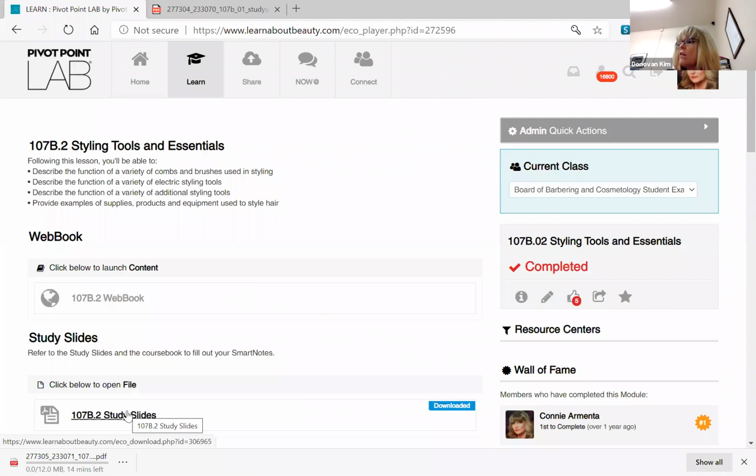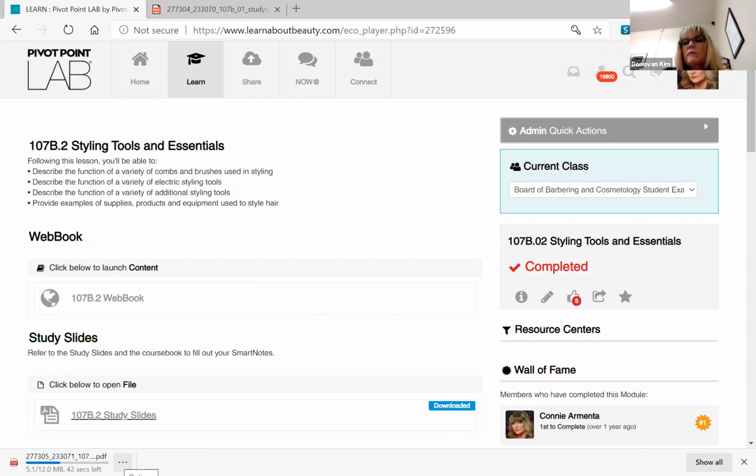So now we're on 107B.2. This is all about tools. Tools needed for hairstyling. I think, once it downloads here.